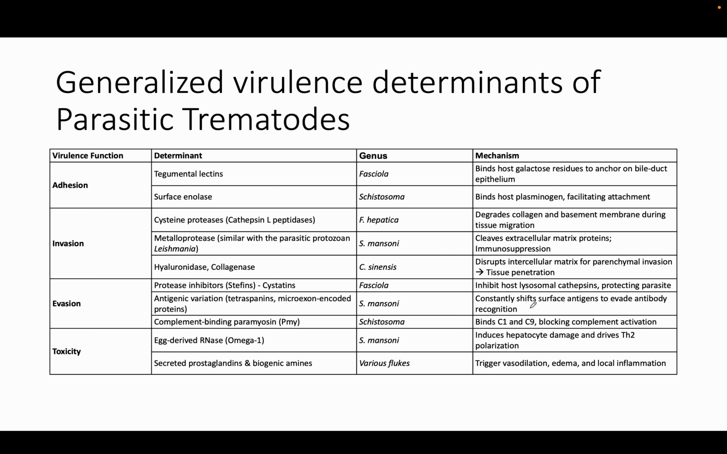For evasion, a number of virulence determinants include cystatins, also in the case of Fasciola. These are protease inhibitors. They can inhibit host lysosomal cathepsins, essentially allowing protection of the parasite, so that instead of the parasite being attacked by ROS-mediated strategies of the host cell, these protease inhibitors, cystatins, also a common term, or some authors termed stefins, inhibit the lysosomal-dependent immune strategies of the host against the parasite.